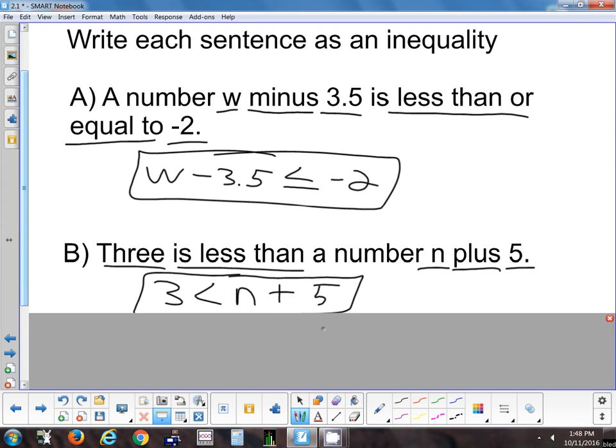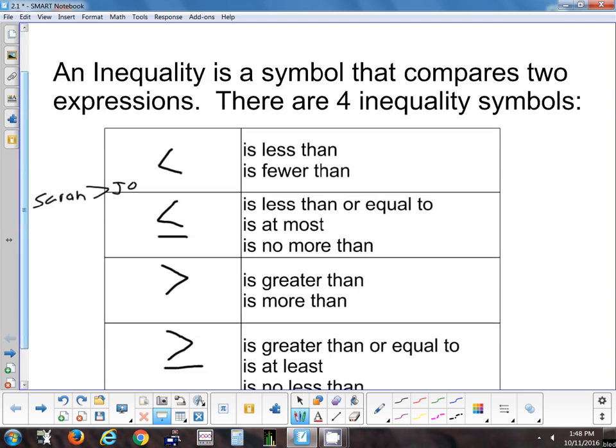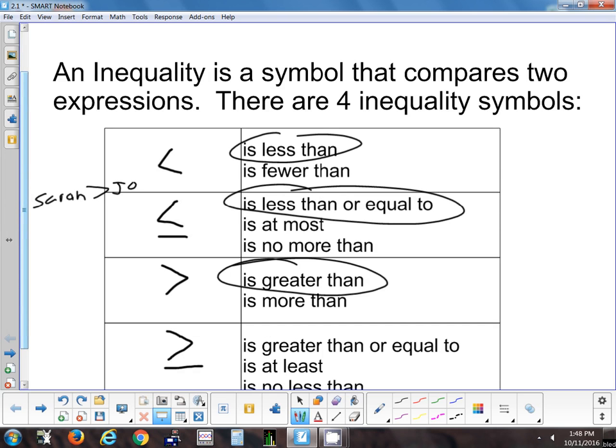No. Okay, I'm going to make up one that uses one of these, at most or at least. Okay, we'll do one of those because I didn't put one on here. All the ones that I put on here are pretty much the direct ones. Is less than or equal to, is greater than. Those are the 4 easiest ones to do.